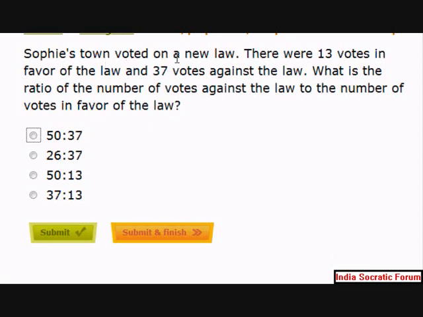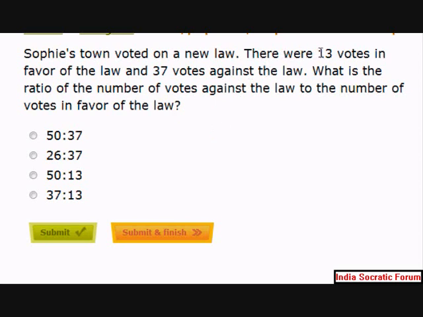Sophie's town voted on a new law. There were 13 votes in favor of the law. How many votes in favor? 13. 37 votes were against the law. What is the ratio of the number of votes against the law to the number of votes in favor of the law? How do you solve this?